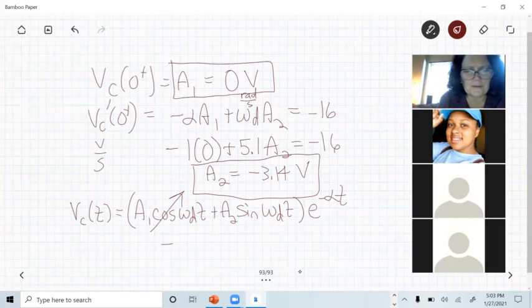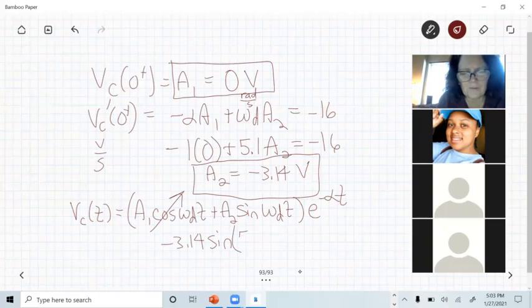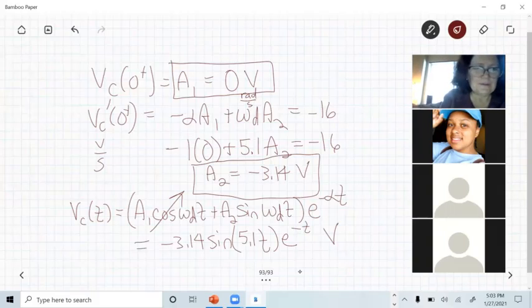A2 is minus 3.14. Sine omega d was 5.1. T is my variable. E to the minus alpha, what the heck was alpha? 1 t. And this has units of volts. Good. We're done.